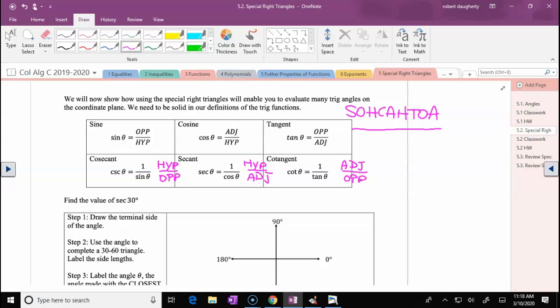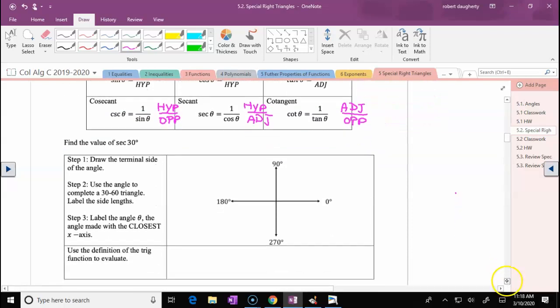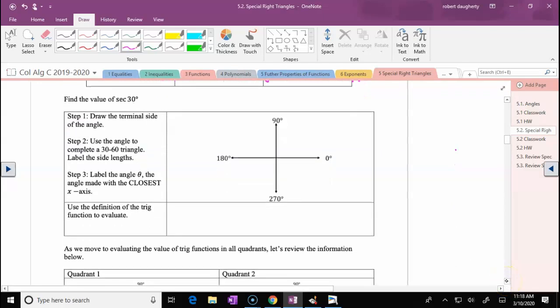Now, the reason we're doing all this is I want to now be able to ask you about values of trig functions. Let's figure out what the secant of 30 degrees is. First thing I need to do is draw 30 degrees. Where is 30 degrees going to be? Which quadrant? When I draw it, where? The first quadrant. So 30 degrees is going to look just like this. This is 30. That's what a 30 degree angle is going to be.